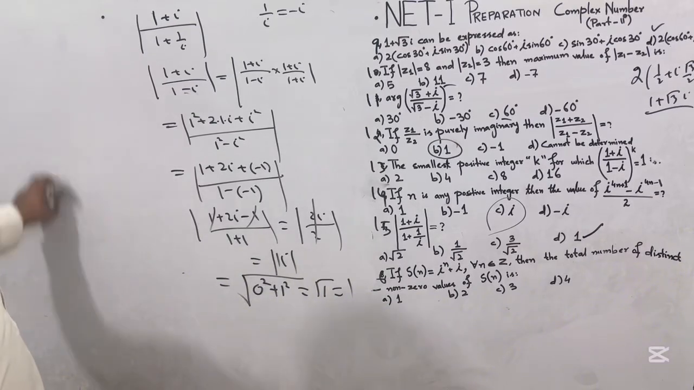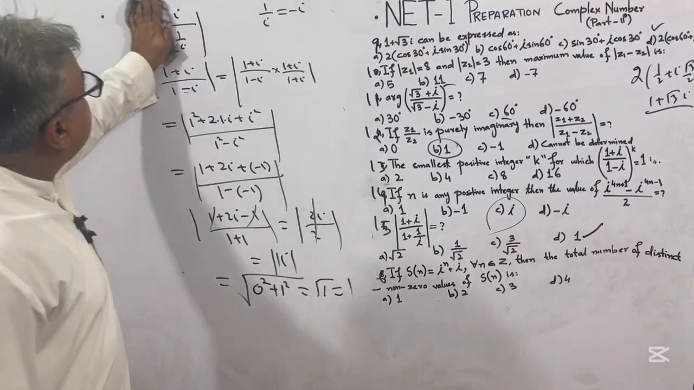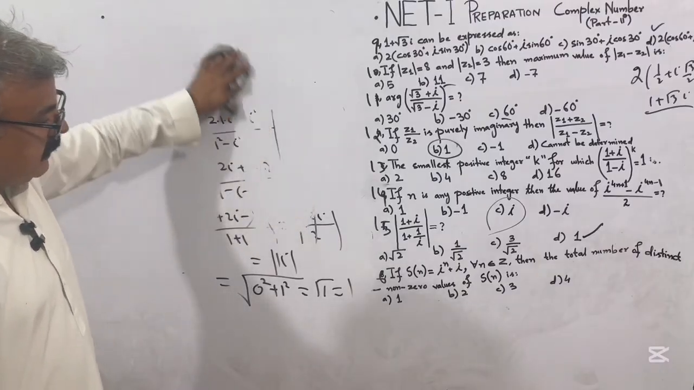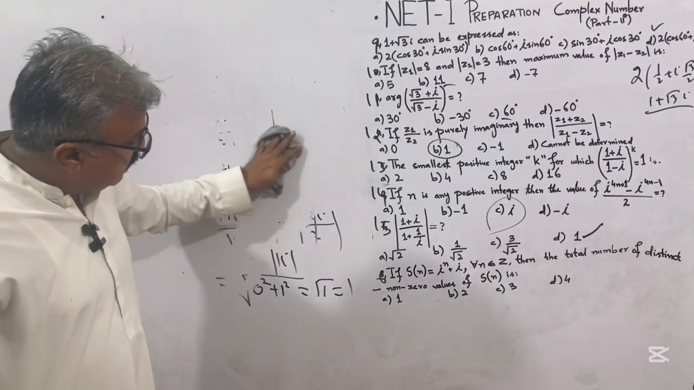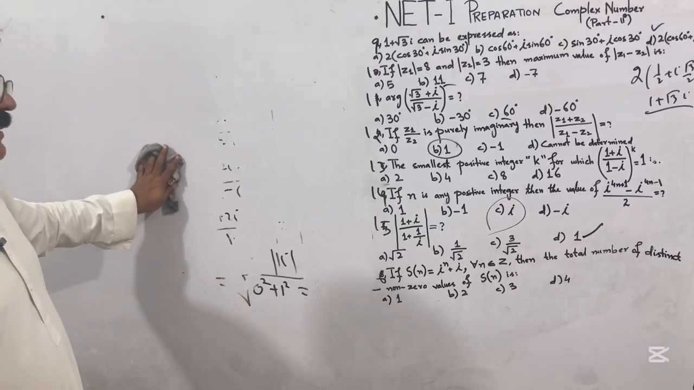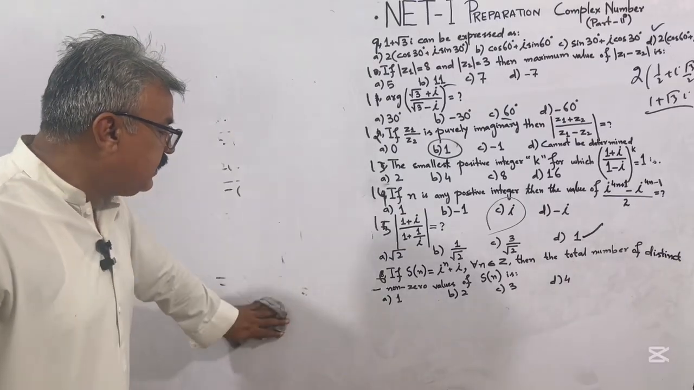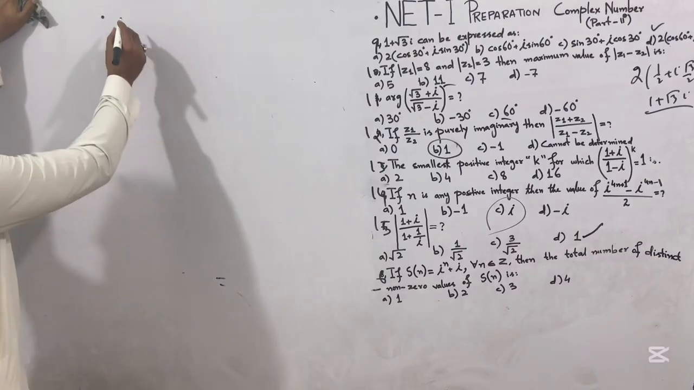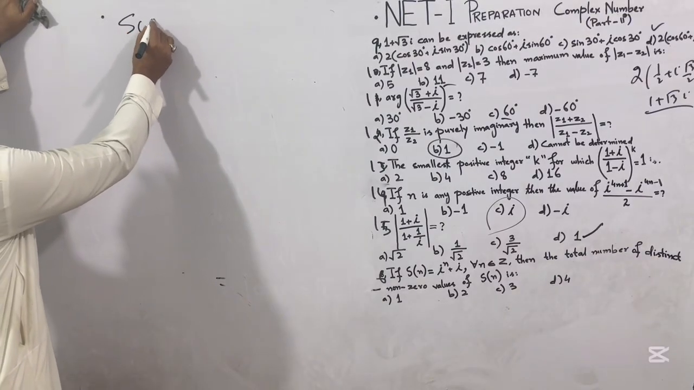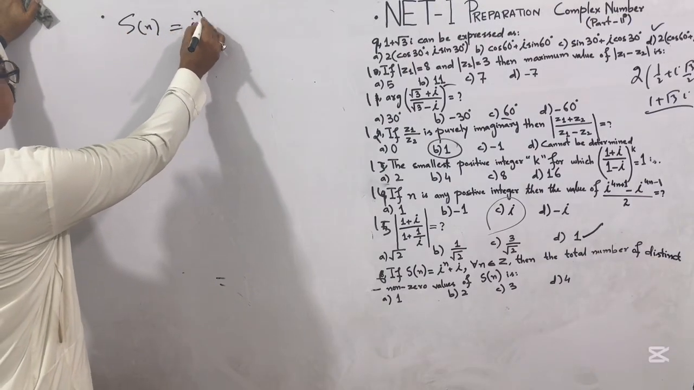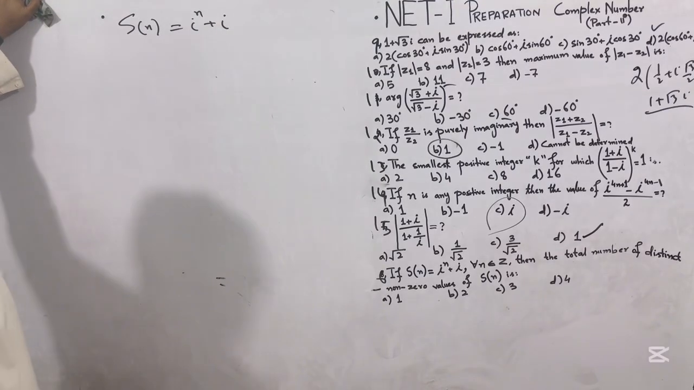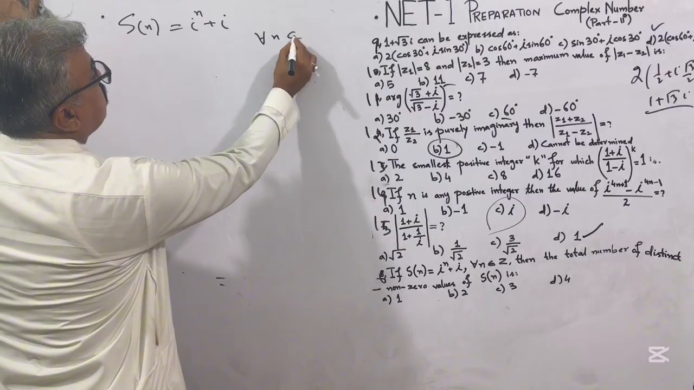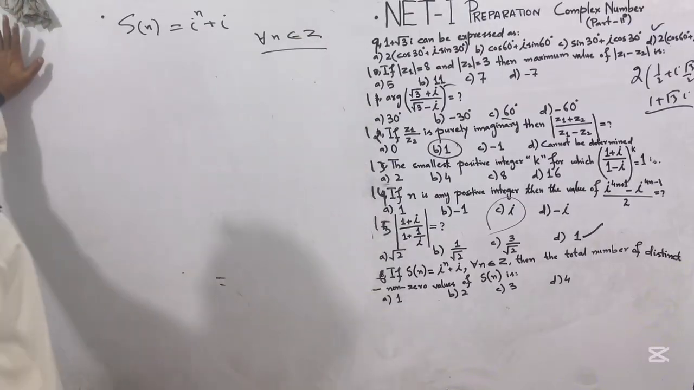Moving towards the last question. That is also based upon iota's exponent. Sn is equal to iota power n plus iota. Then find the total number of distinct non-zero values of Sn. We have Sn is equal to iota raised n plus iota, where n belongs to integers.